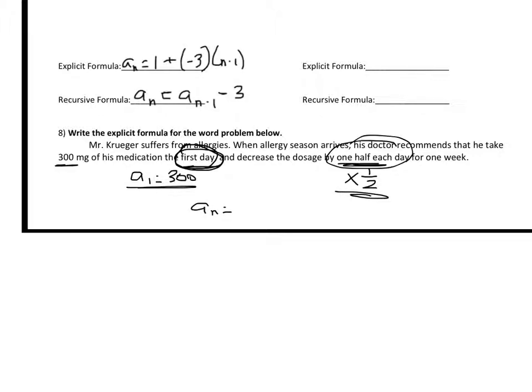So a sub n equals 300, which is my first term. In parentheses goes the common ratio. And then I raise to the n minus 1 power. And there you go, guys. Good luck.